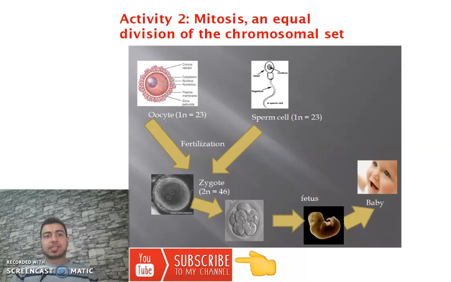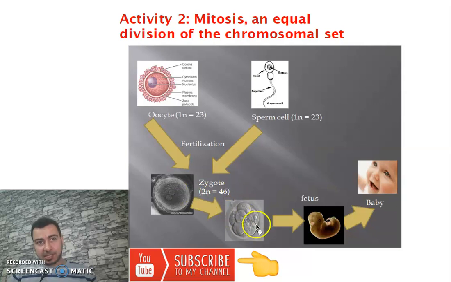The sperm cell and the ovum, which are gametes, unite together by fertilization to produce a zygote. The zygote is diploid, 2n equals 46, because the oocyte is 1n equals 23 and the sperm cell is 1n equals 23. This zygote becomes an embryo, and the embryo becomes a fetus.